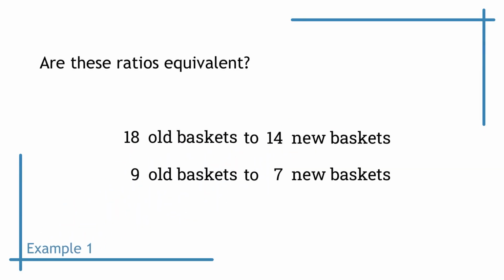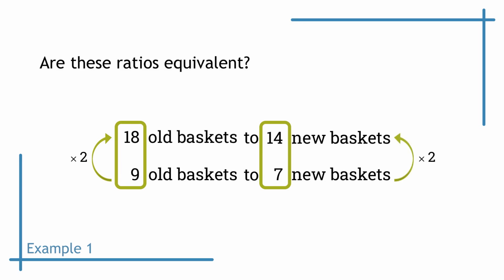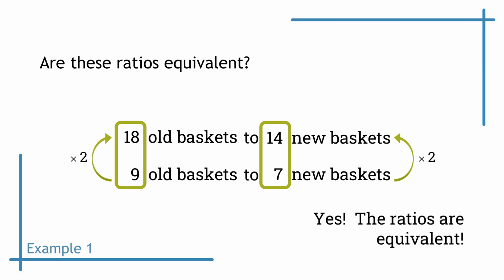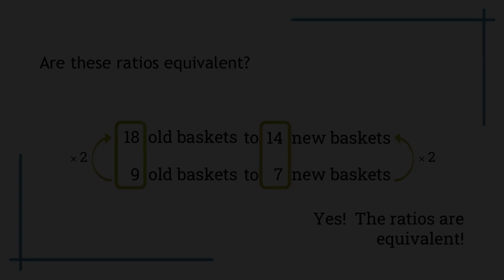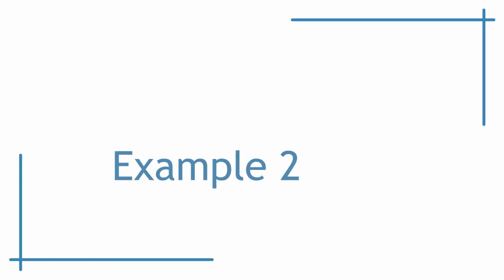In our first example, we're comparing two ratios of old baskets to new baskets. If we look across the ratios at the old baskets, we can see that the top value is twice the bottom value, because 9 times 2 equals 18. If that is also true for the new baskets, then our ratios are equivalent. In this case, it is. 7 times 2 is 14, so the ratios are equivalent. Let's look at another example.